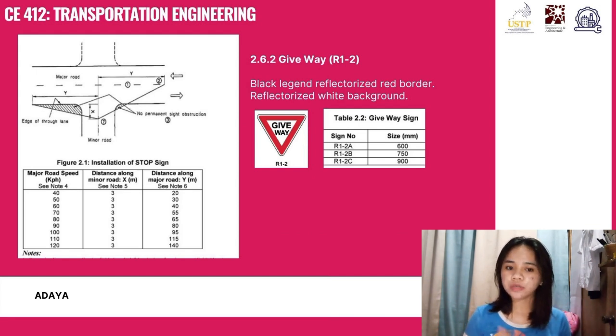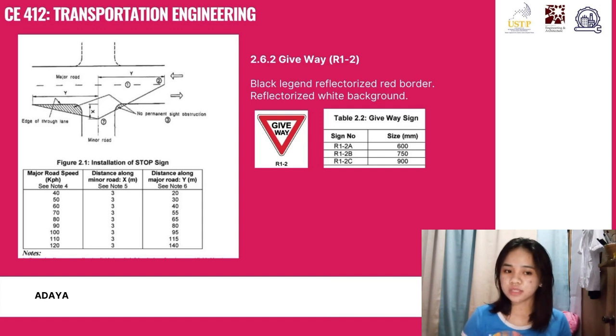So as you can see in the figure, it shows how to properly place a stop sign where a minor road meets a major road. Drivers on the minor road must be able to clearly see the traffic coming from both directions on the major road. To do this, a clear triangle shape, also called a sight triangle, must be kept free of things like walls. The distance drivers need to see depends on how fast cars are going on the major road.